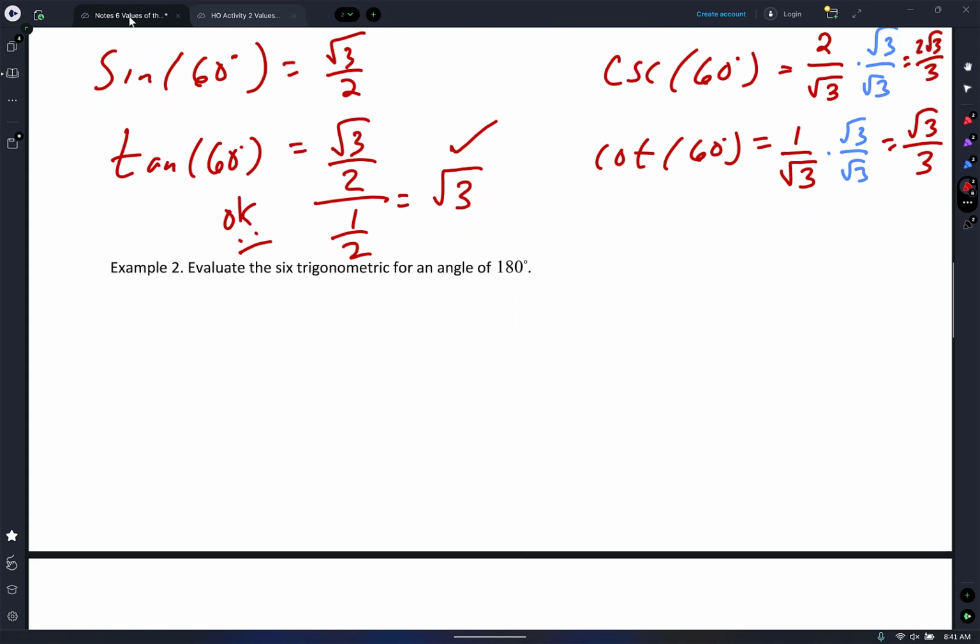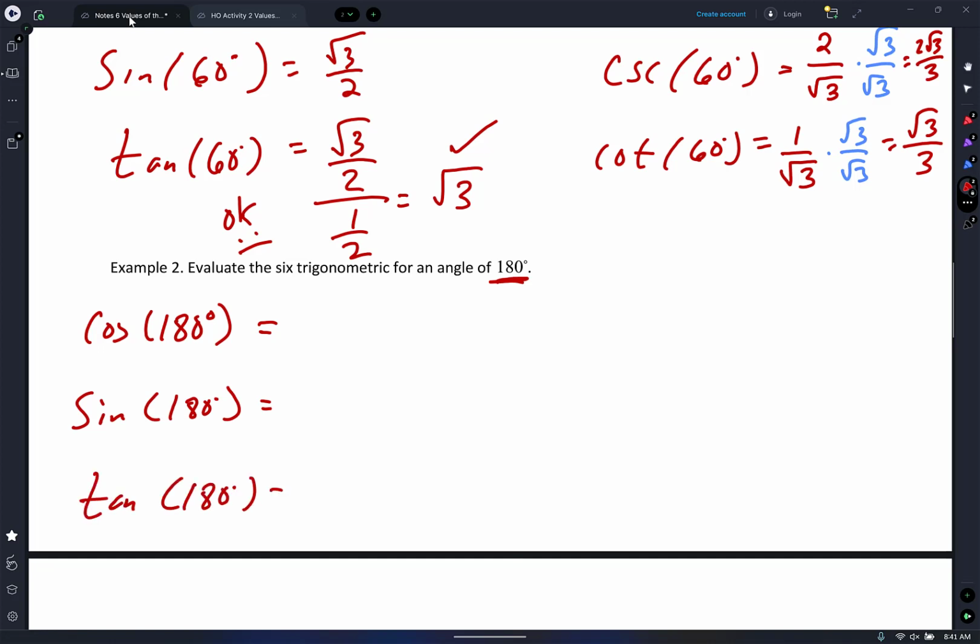All right, so now let's look at the 180 degree, guys. We're doing the same thing. Cosine 180 degrees, sine 180 degrees, tan 180 degrees, and then secant of 180 degrees, and then cosecant of 180 degrees, and then cotangent.